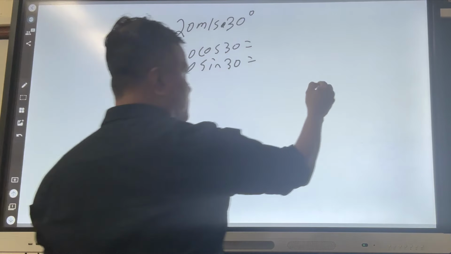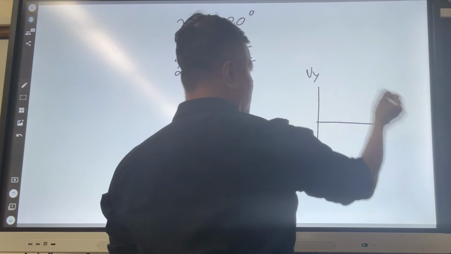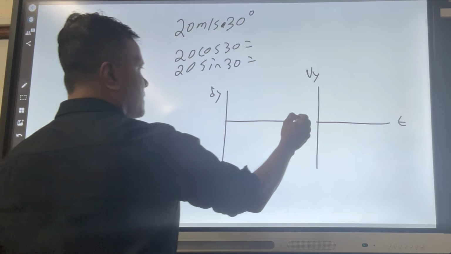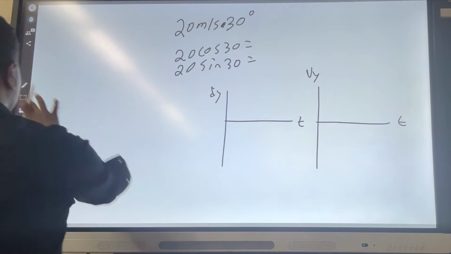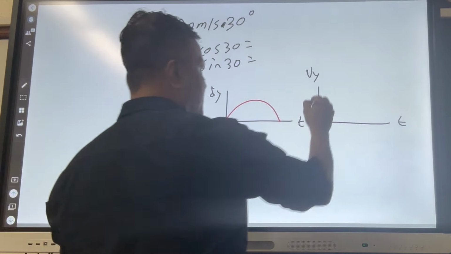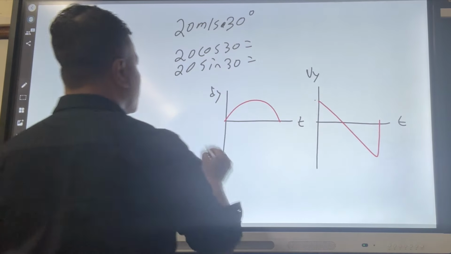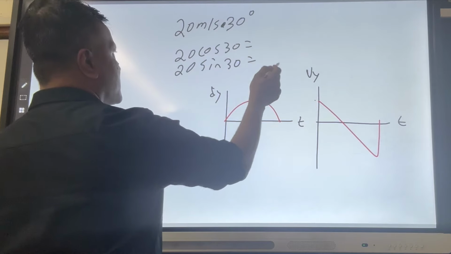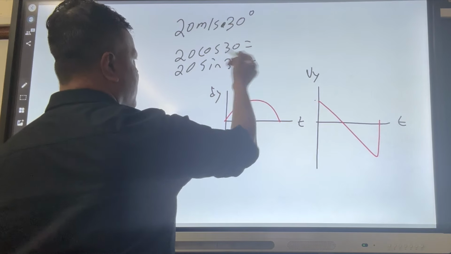What do we want to do? We want to draw a graph. So v-t, d-t. All right, so let's find t. It's going to behave something like that, same thing. However, this time you have to find that this is not 90 degrees. So 20 sine 30 is 10.